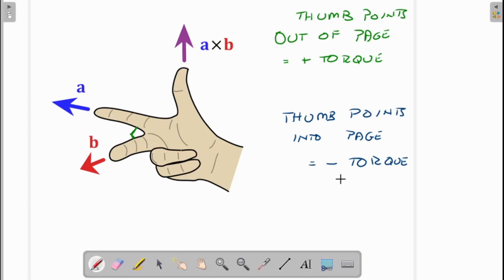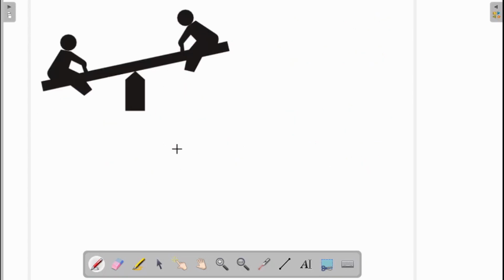This seems a little confusing, but let's break it down. So here we have two kids on a seesaw. This point here, this blue dot, is your center of rotation. It's where the seesaw pivots around. If I draw a line from here to the first child, like so, that's my radius. Gravity, in this case, is going to try to pull the child down.